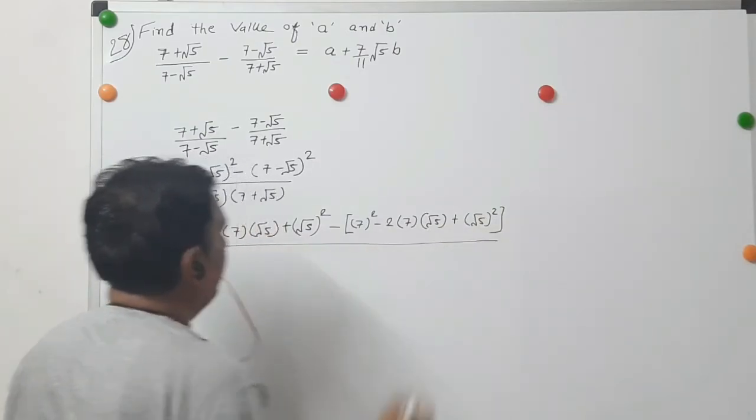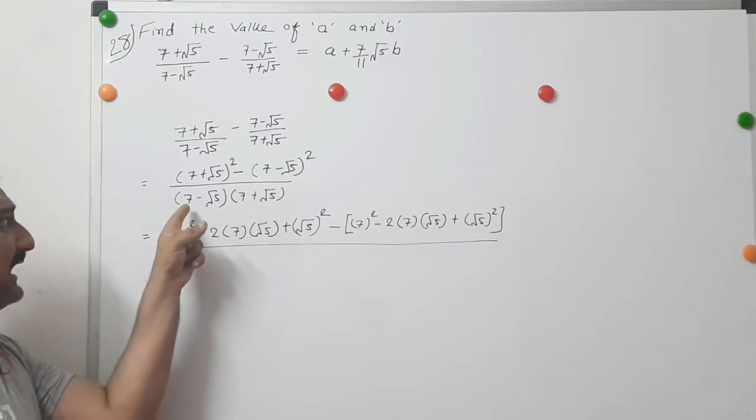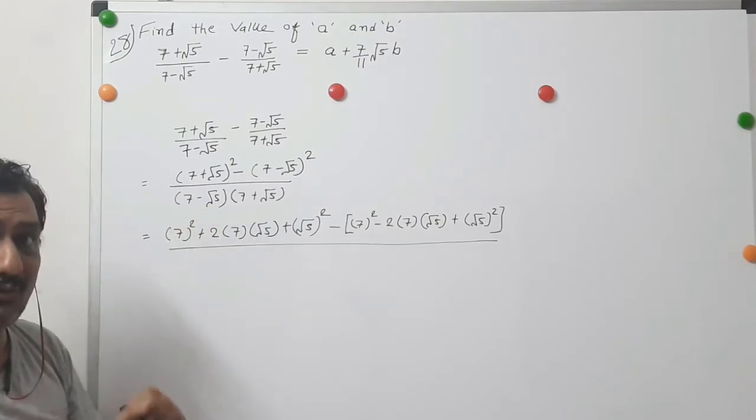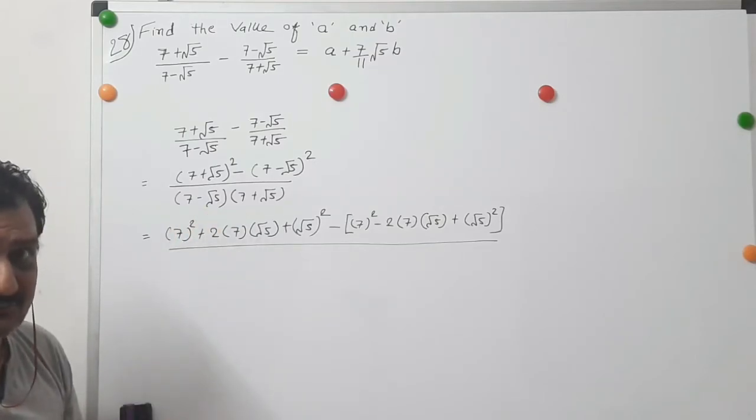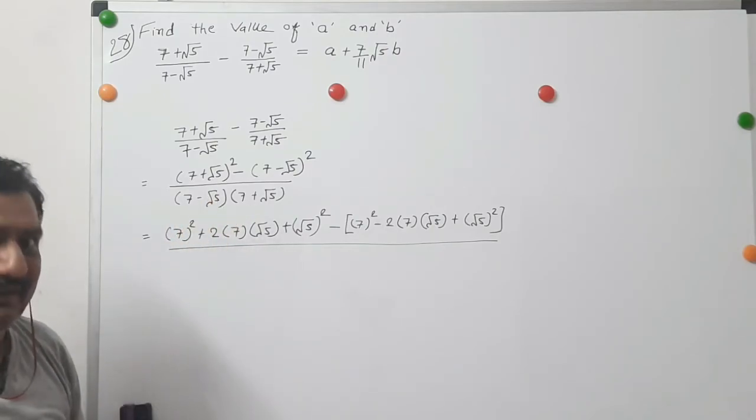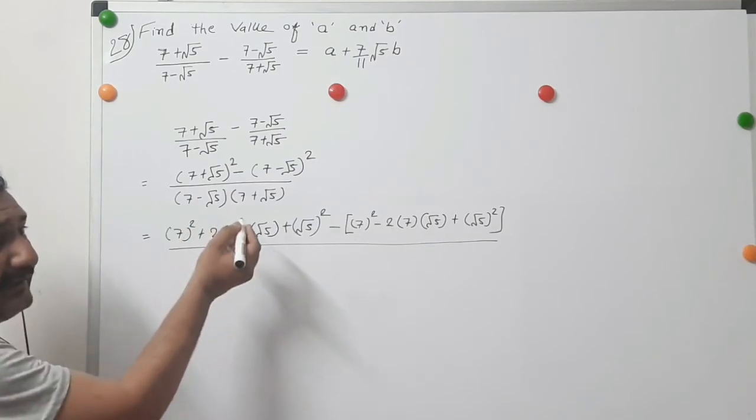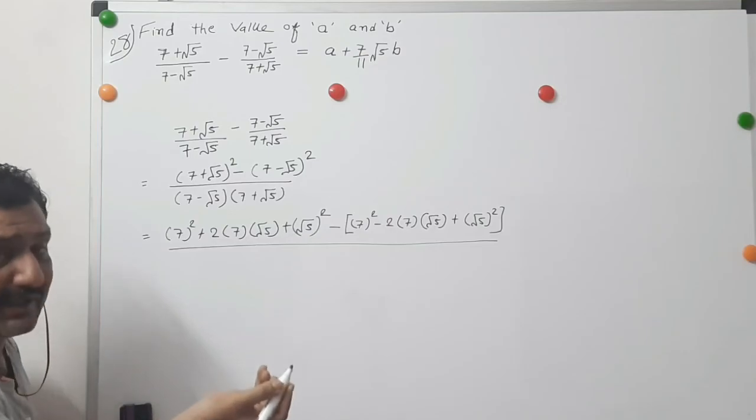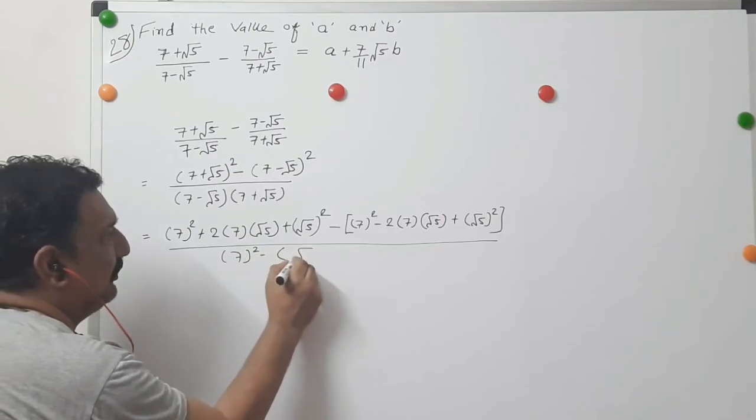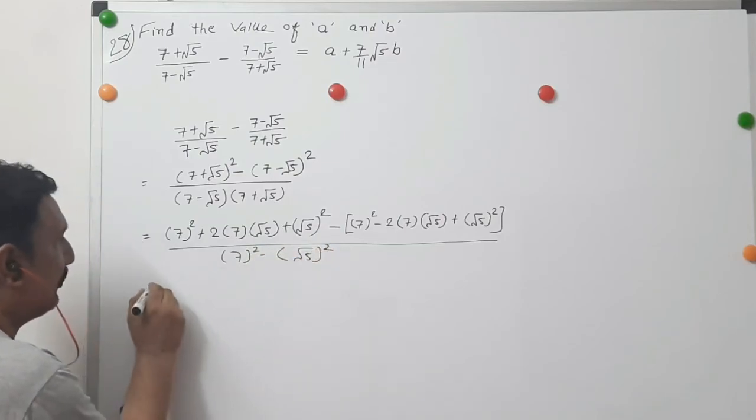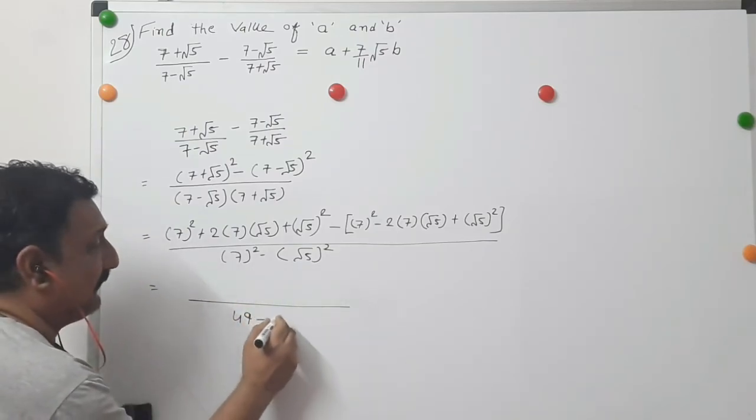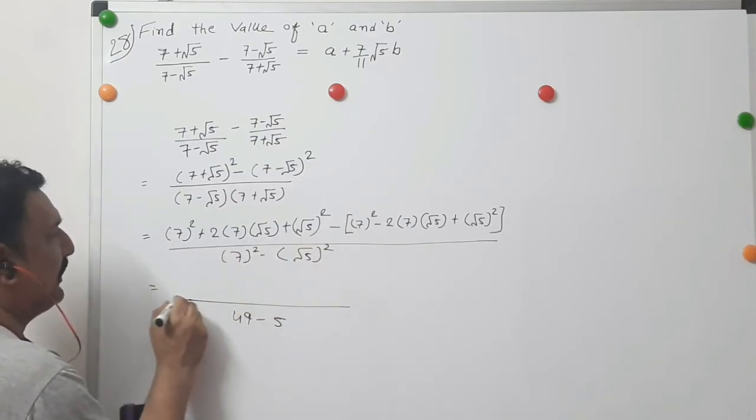Divided by, you can also simplify the denominator. It is like (7 minus root 5) into (7 plus root 5). As you know, both are conjugate surds. You know the rule of rationalization: when two conjugate surds are multiplied, it gives a rational value. So it is like (a minus b) into (a plus b), and the final form is a square minus b square. So what do you get here? 7 square minus root 5 square, that is 49 minus root 5 square, which is 5.